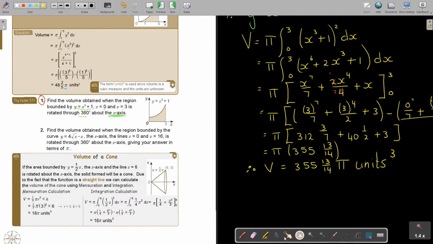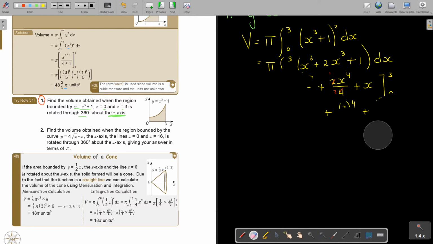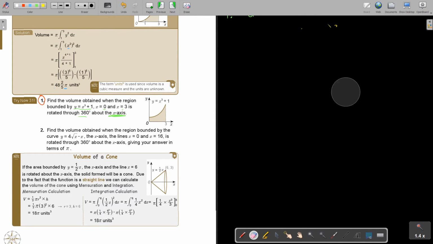Before I stop this video, I just want you to go through this. This is just for interest. I'm just sharing this with you. You will see it in the textbook. So the volume of a cone, okay, so a cone is a straight line. So you don't need to actually do it with integration if it's a straight line. But it's just interesting to see that if you do it with integration and if you do it without integration, the old way, the answers will be exactly the same.